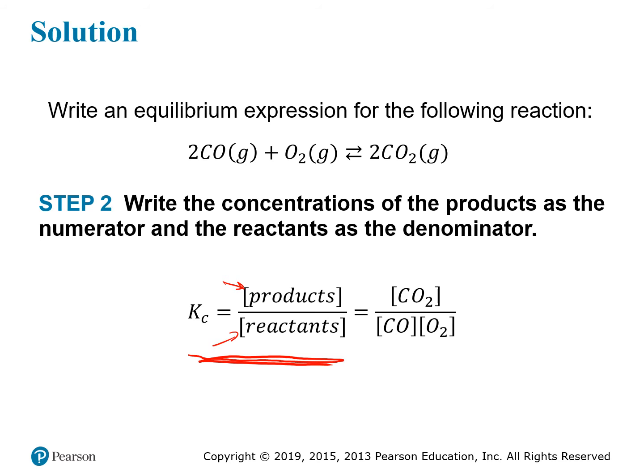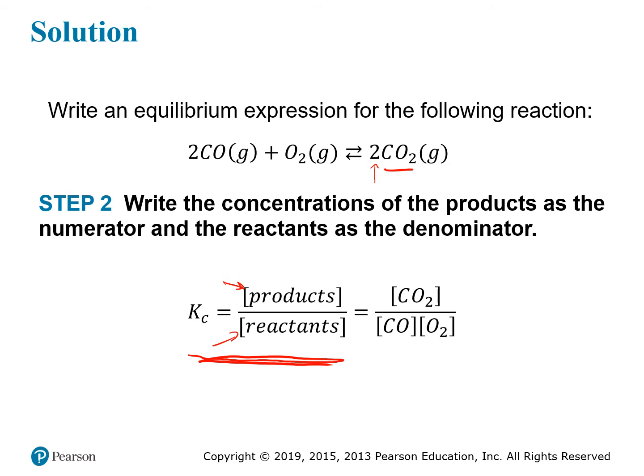And then we just have to remember to modify it a little bit for however many products we have and whether they have exponents because they have coefficients. For now, we just need to pick out which are the products and which are the reactants. So the products are CO2, and that's it. There's a 2 in front here, but we leave that off.